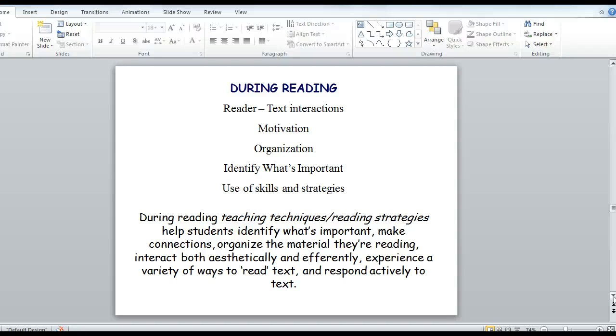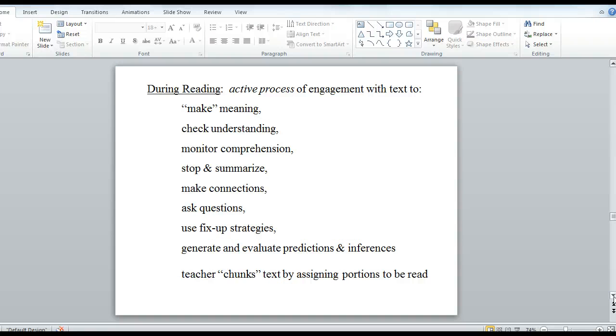We want to create motivation, we want to identify what's important, we want to look at what skills we need, and we want to identify those three connections, text to text, text to self, and text to world. And here's some active process of engagement: to make meaning, to check understanding, to monitor comprehension, to stop and summarize, which again we know students don't want to ever stop, they want to get through to the end, to make connections, to ask questions, to use fix-up strategies, to generate and evaluate predictions and inferences, and the teacher chunks text by assigning portions to be read.